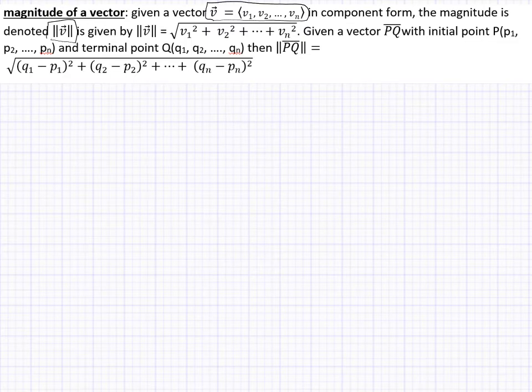If we want to find the magnitude of v, what we're going to do is essentially use our distance formula. And we're going to do v1 squared plus v2 squared plus v3 squared all the way up to vn squared, and then take the square root of that whole thing.